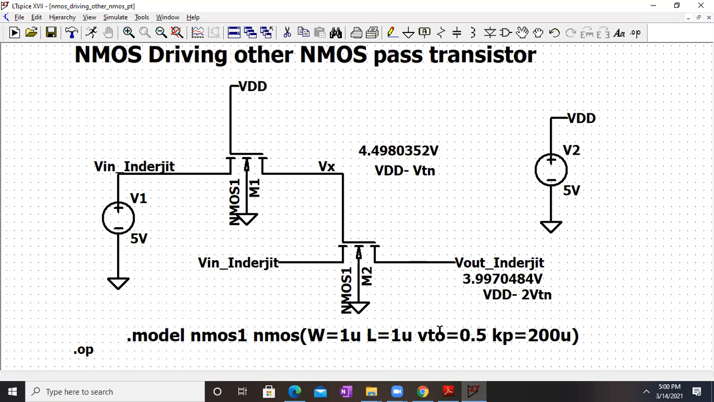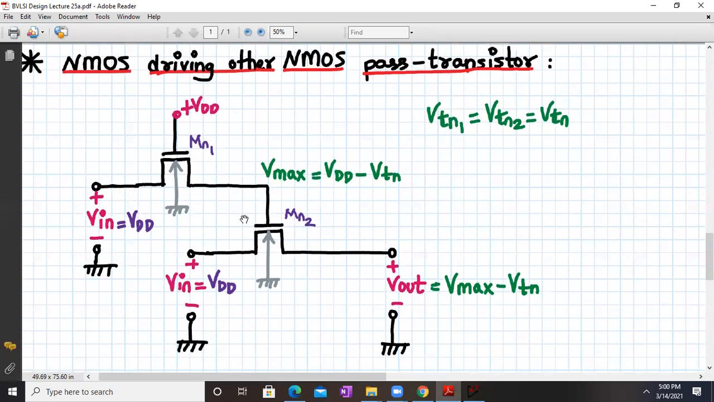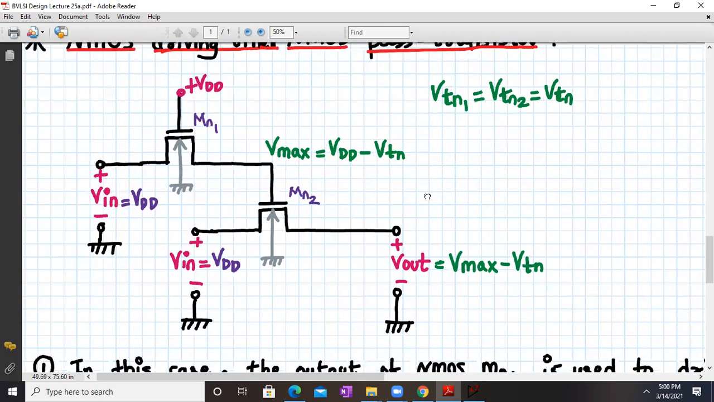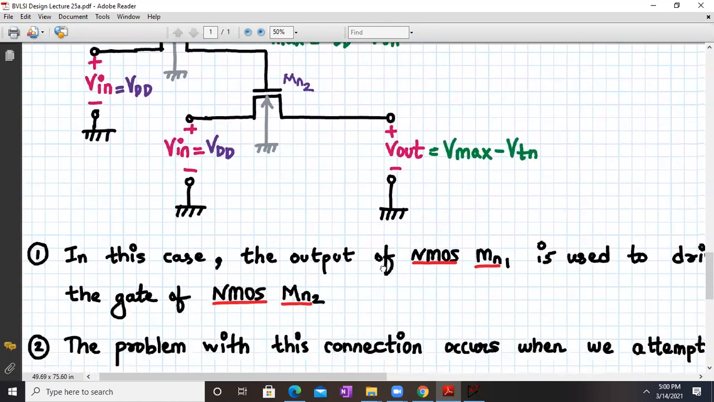So let us try to understand it. We are considering a scenario where we have applied Vin as VDD only. So the Vmax value at the output of the first transistor is VDD minus VTN, and the output of the second transistor is Vmax minus VTN. That will be VDD minus twice VTN. We are assuming that the threshold voltage of both the transistors is the same. Fine.